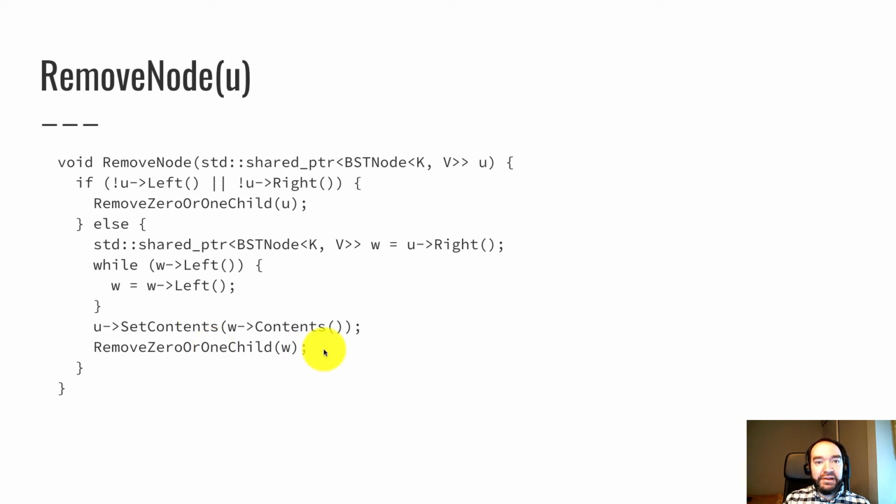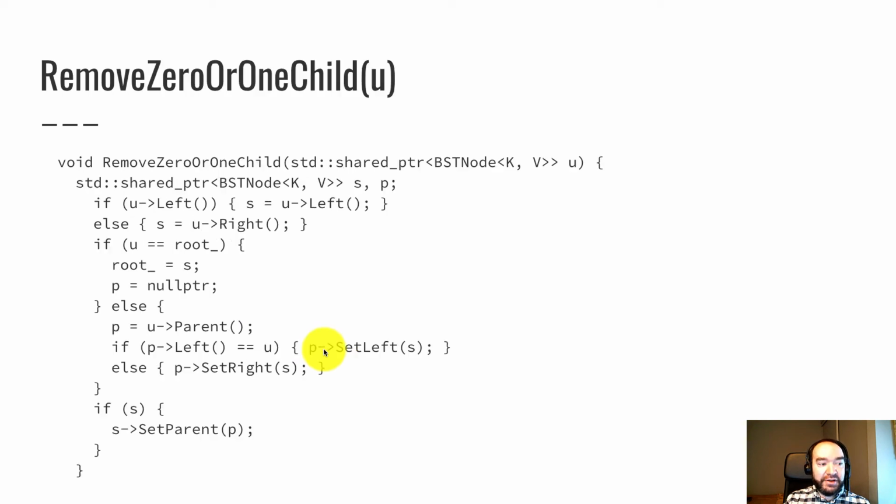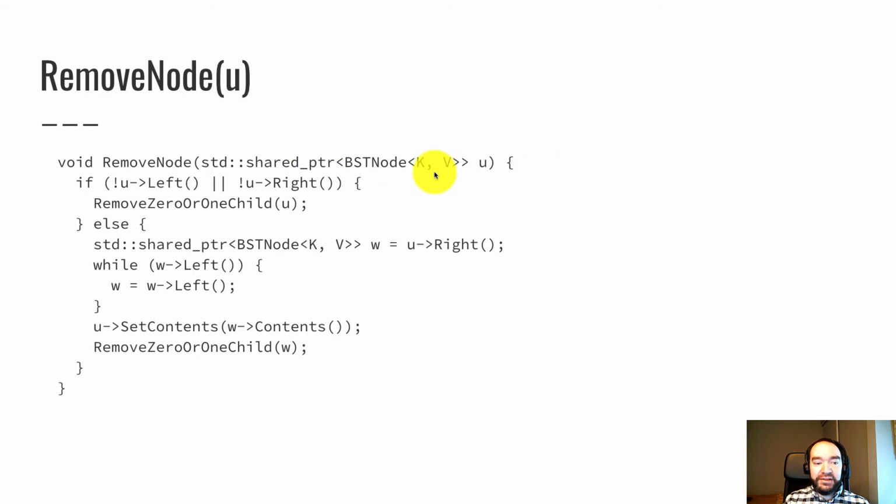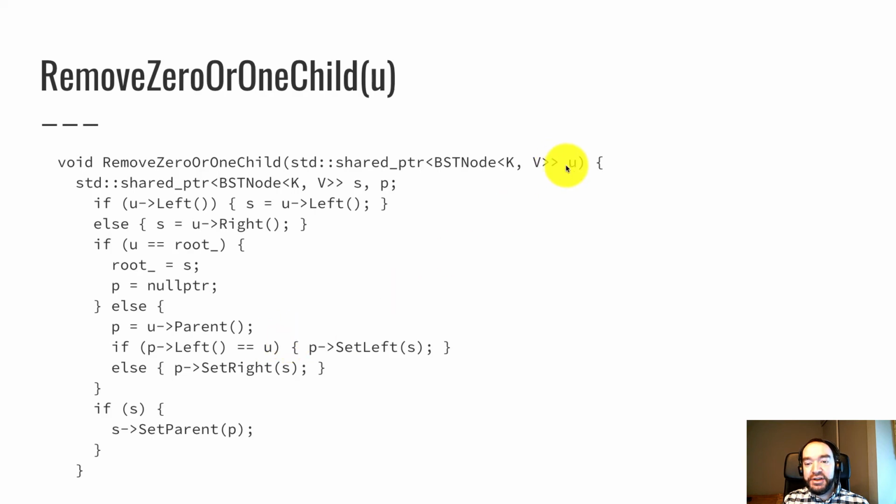The last private helper function we have to define is this remove 0 or 1 child function. And it's given a pointer to a node U that needs to be removed. Note, by the way, U could have been the U or the W in remove node. So remove node in the 0 or 1 child case calls remove 0 or 1 child on U directly, and in the 2 child case calls remove 0 or 1 child on W. So this U over here could have been the U, or it could have been the W in the previous function call.